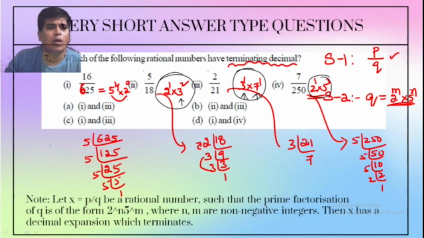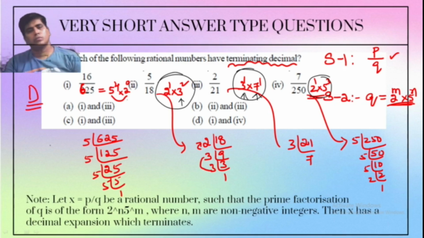Here 1 and 4 are the right options. We can go for 1 and 4. So D is the right option here. So please go through it. It is a printing mistake. That's why we have taken a lot of time to solve this one.